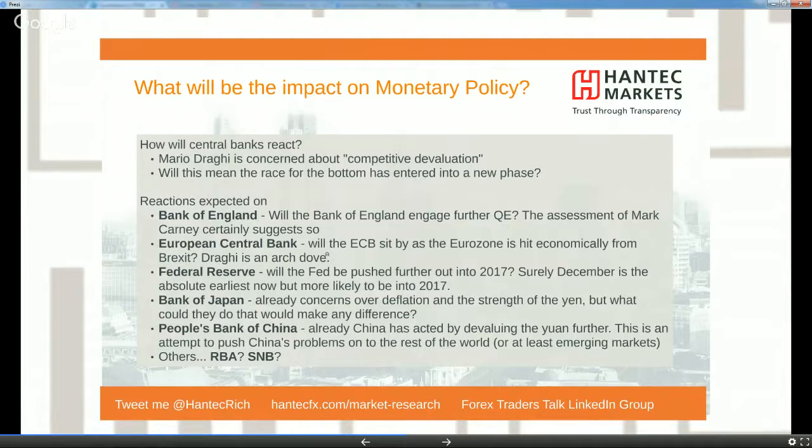But yeah, interesting. And the People's Bank of China, well, I've just shown you that chart of the devaluing yuan, an attempt to push out China's economic problems onto the rest of the world by devaluing its currency.